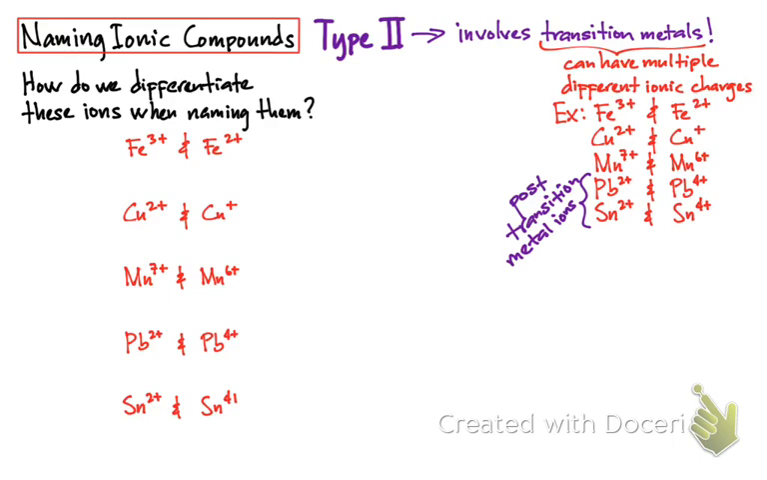Remember that for main group elements, all you have to do is name the metal followed by the word ion. So Mg2 plus, for example, is just magnesium ion. Lithium, Li plus, is lithium ion. But for transition metal ions, it's a little bit different because they have different charges. So we use a system for naming them. It's called the Stock system, kind of like the stock market. But you don't need to remember that.